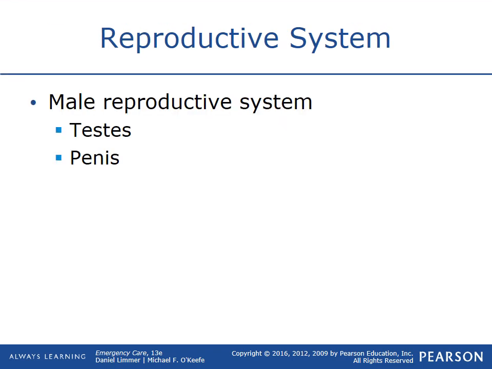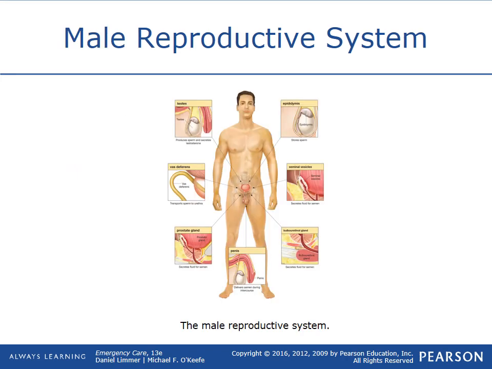The male reproductive system consists of the testes and the penis. And there's a picture of our male reproductive system, which you would want to look at in your books on page 144 and 143.